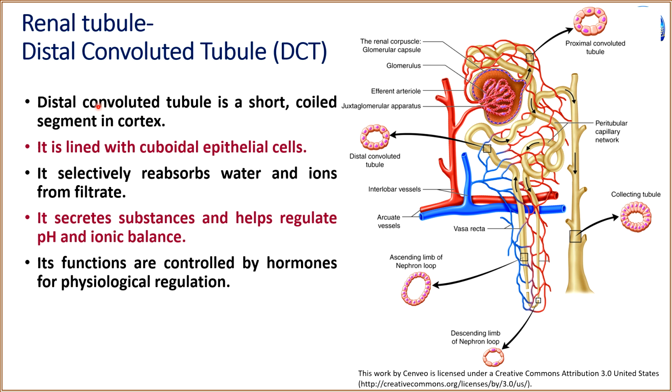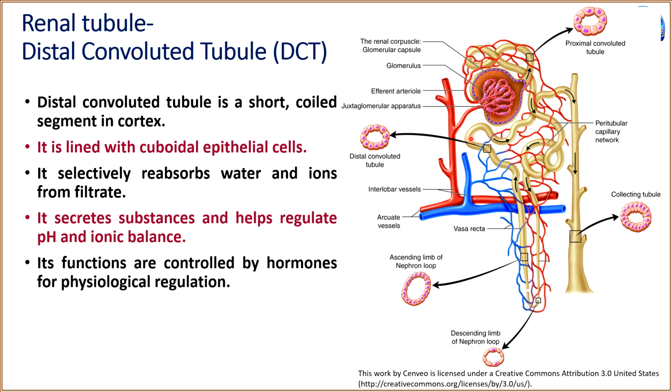Next is the distal convoluted tubule. The distal convoluted tubule is quite short and it is a very much coiled segment of the tubule which is present in the cortex. The distal convoluted tubule is made up of again cuboidal epithelial cells, and these cells help in selective reabsorption of water as well as ions from the filtrate which is formed.